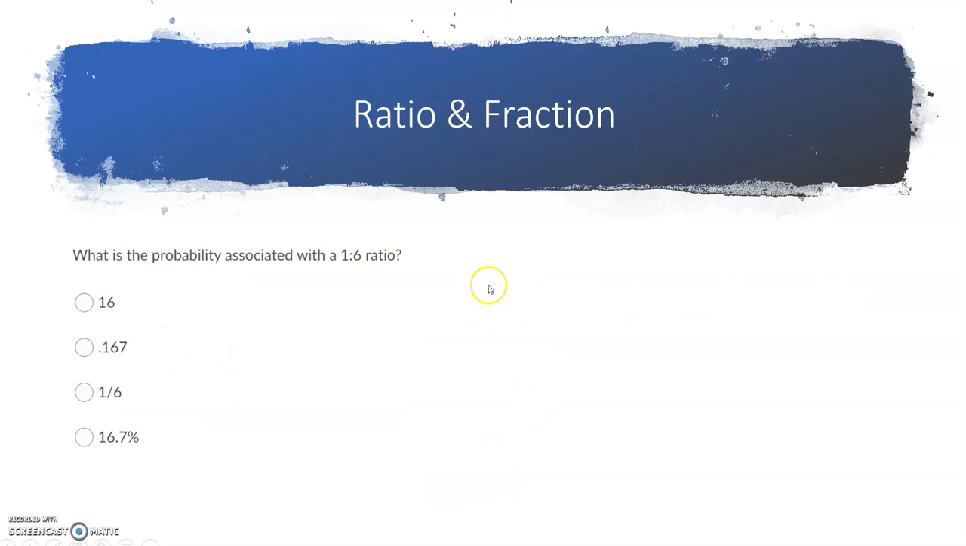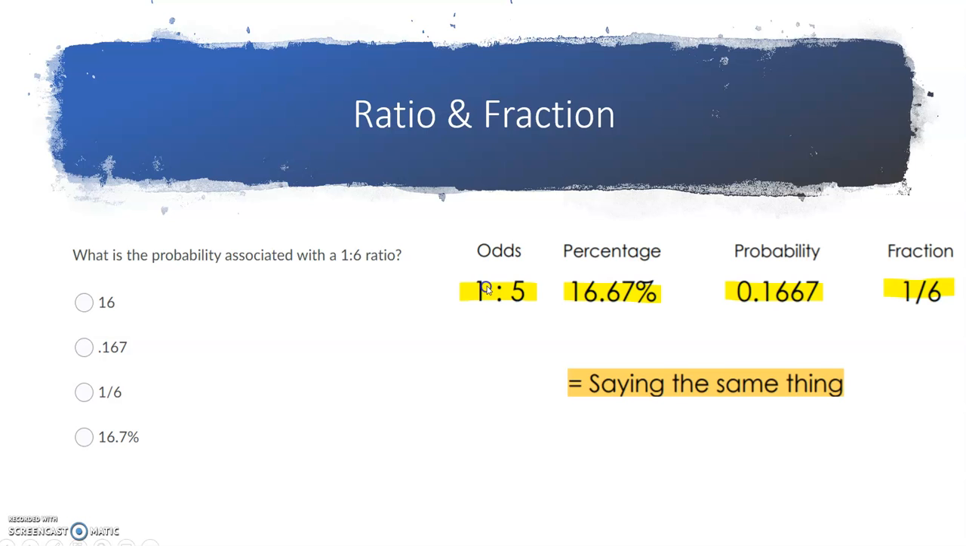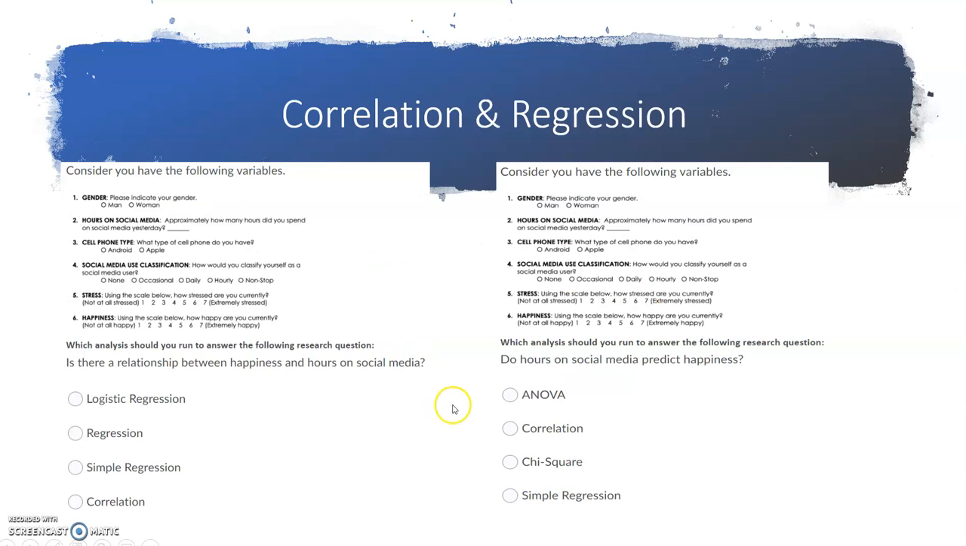And ratio and fraction. So as you know, all these values are equivalent. So in fact, there is a mistake here. That should be in the 1 to 5. So in a correlation regression, when we talk about just the relationship between the two variables, that correlation test is adopted. And if an independent variable predicts the outcome of the dependent variable, then regression test is adopted.